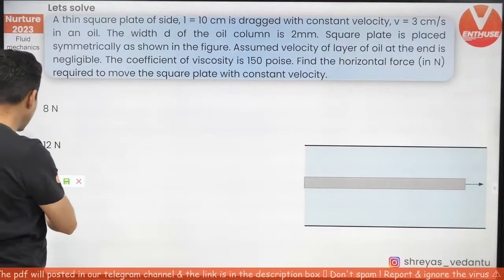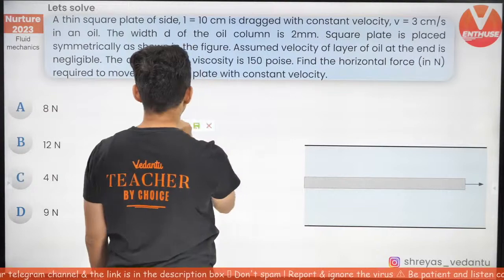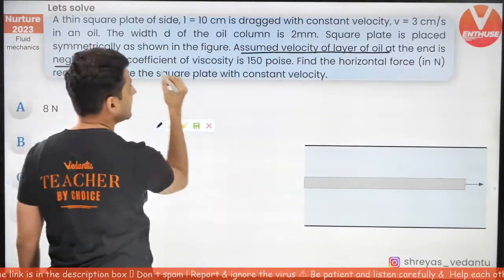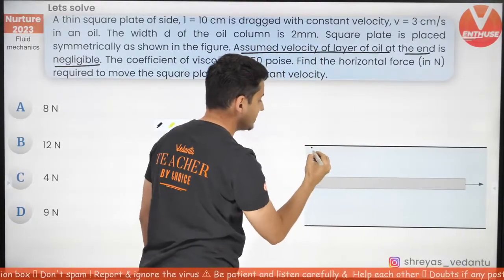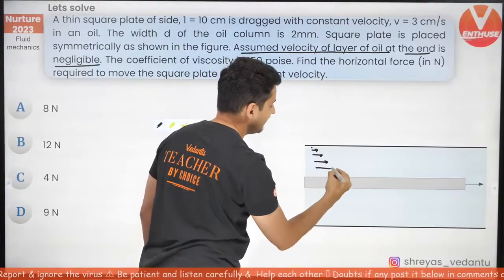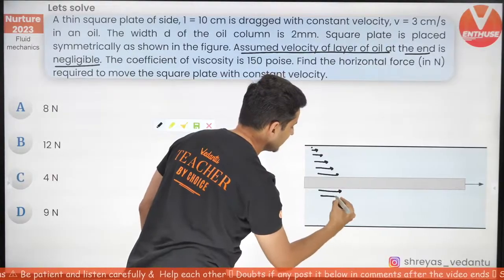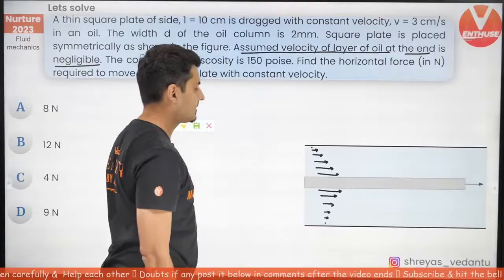First, let's visualize what is happening. It is mentioned, assume the velocity of the layer of oil which is towards the end is negligible. That means this point has negligible velocity, then the velocity increases slowly. This is how the velocity gradient should look like. Slowly the velocity keeps reducing and then again it becomes 0.